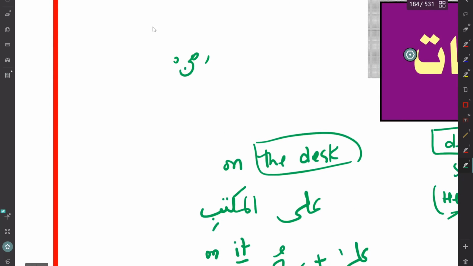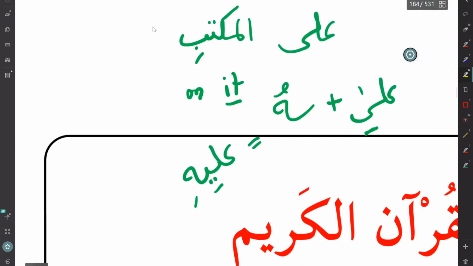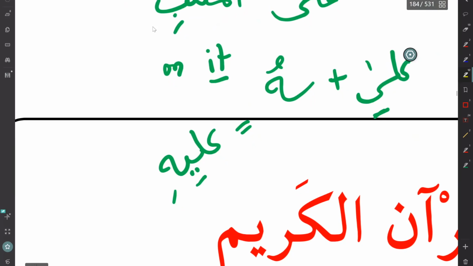We have min. Min is from. Now you want to say from him or from it, so you add who. It will be minhu. See, your who doesn't change here. It remains as who. It doesn't become he, min he. It remains minhu. But the issue we have here is, as I said, a little bit technical in the Arabic language. When you have a kasra or ya, then this ha will get a kasra, alayhi, just to make pronunciation easy. Okay?